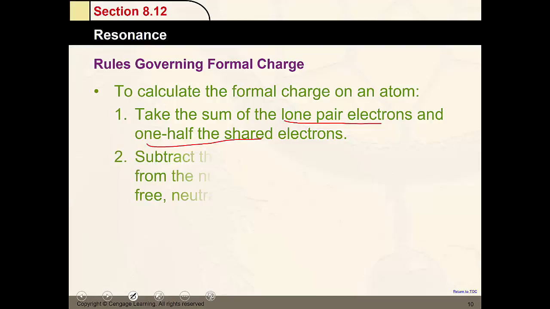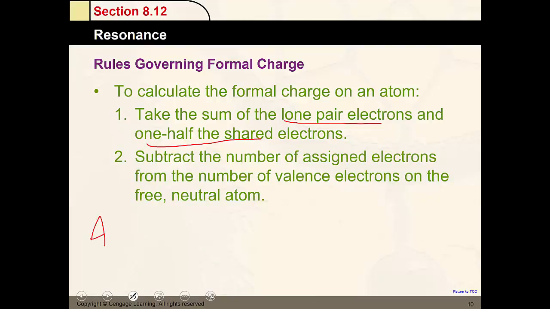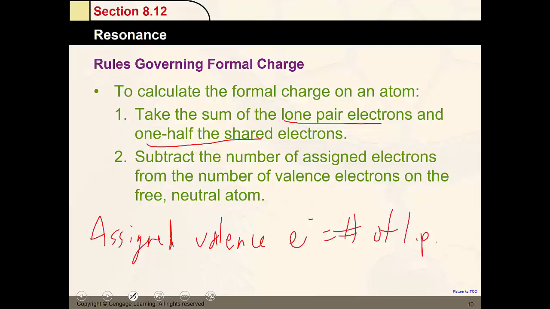So the assigned valence electrons, when writing it out mathematically, is the number of lone pair electrons plus 1/2 the number of shared electrons. And then to get the formal charge, it's just the valence electrons minus that. So you subtract the number of assigned electrons from the number of valence electrons.